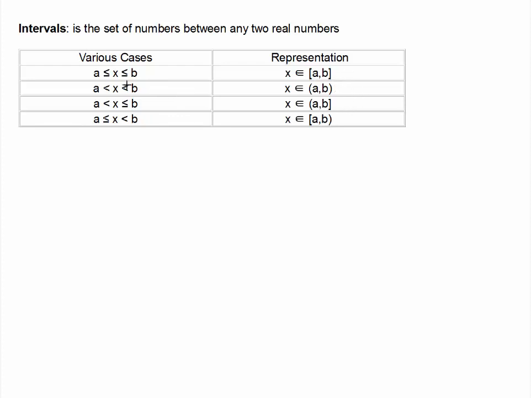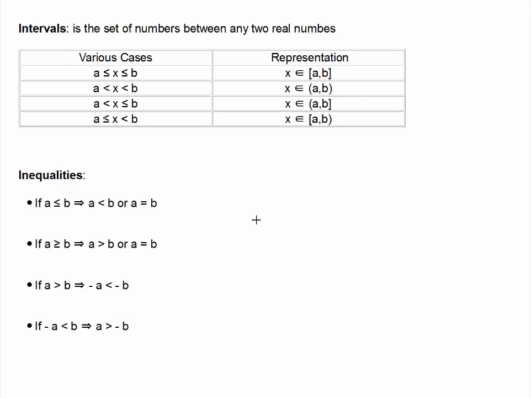As you would note, whenever there is an equality, we use the closed bracket sign or the square bracket sign. Whenever we do not have an equality, we use the open bracket to represent the same. Now let's see inequalities. If A is less than or equal to B, that implies either A is less than B or A equals B.